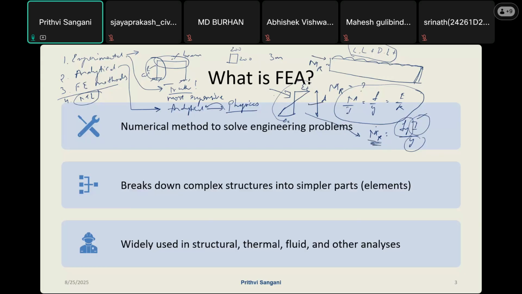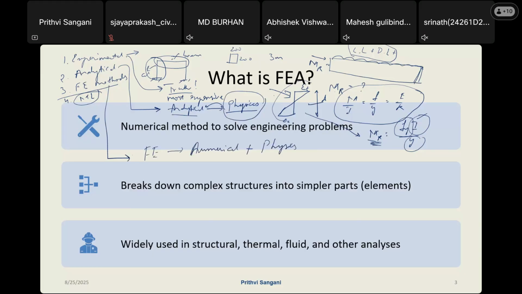Fine. I'm only taking MR here. You can also have shear force, but right now, for the time being, I'm taking bending moment. Okay. And then the third one is FE. What is FE analysis? In analytical, we have physics playing into the picture. In FE, it's a numerical method where you have some assumptions, numerical plus physics.